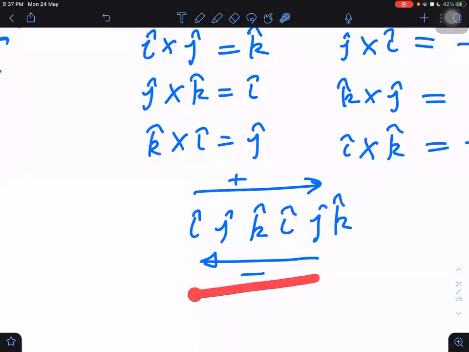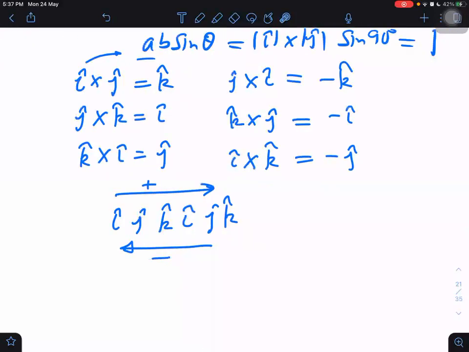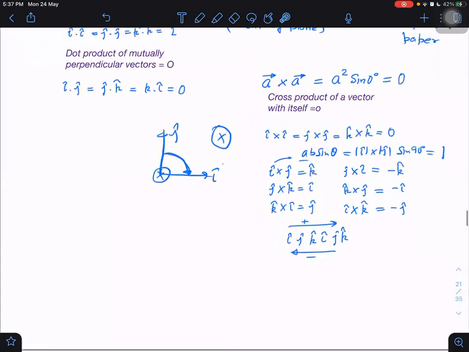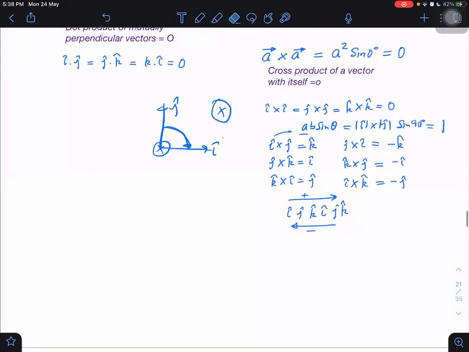But if I start going opposite, if I take K first and then J, then what will we get? See here, this diagram. Minus I. Next, J cross I. J cross I is also backwards. We are going backwards. J cross I is minus K. Similarly, I cross K means I first, K later. So we are going backwards again. While we are going backwards, then minus J. Can you remember this? It is very simple to remember. Going backwards means negative. Going forward means positive. Okay.